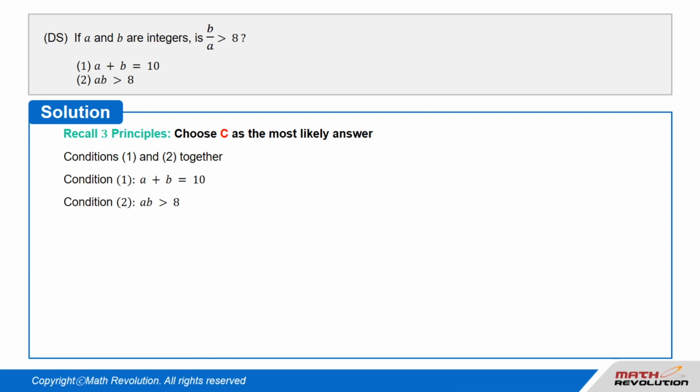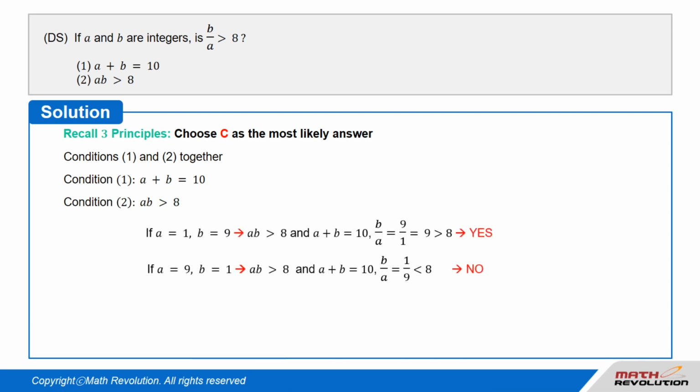Let's take a look at both conditions together. We get A plus B equals 10, and A times B is greater than 8. So, if A is 1 and B is 9, we get A times B is greater than 8, and A plus B equals 10, and B over A is equal to 9 over 1, which equals 9, which is greater than 8. So we get yes.